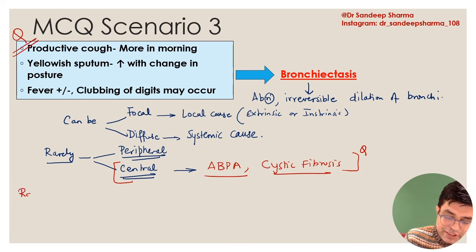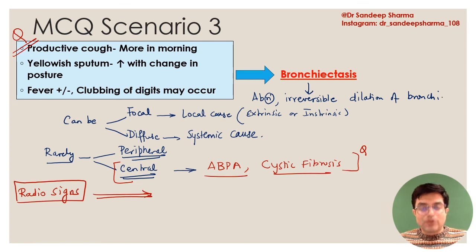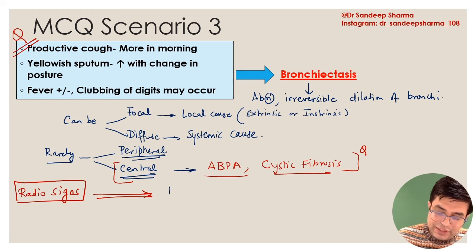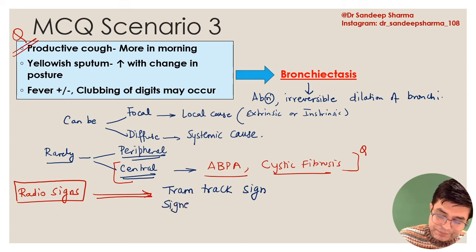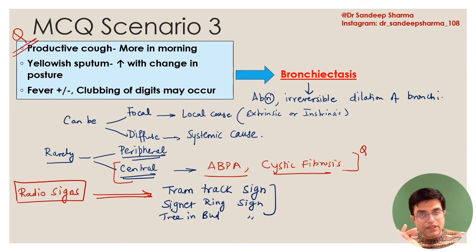What are the radiological signs of bronchiectasis? Radiological signs क्या होते हैं bronchiectasis के? तो कुछ signs हैं जो हमें याद रखने हैं. First of all, the sign which is seen on both chest X-ray as well as CT scan is the tram track sign. तो tram track sign और railway track sign is seen in these patients. दूसरा होता है signet ring sign. और तीसरा होता है tree in the bud sign. So these are the three signs which have been described in patients with bronchiectasis.